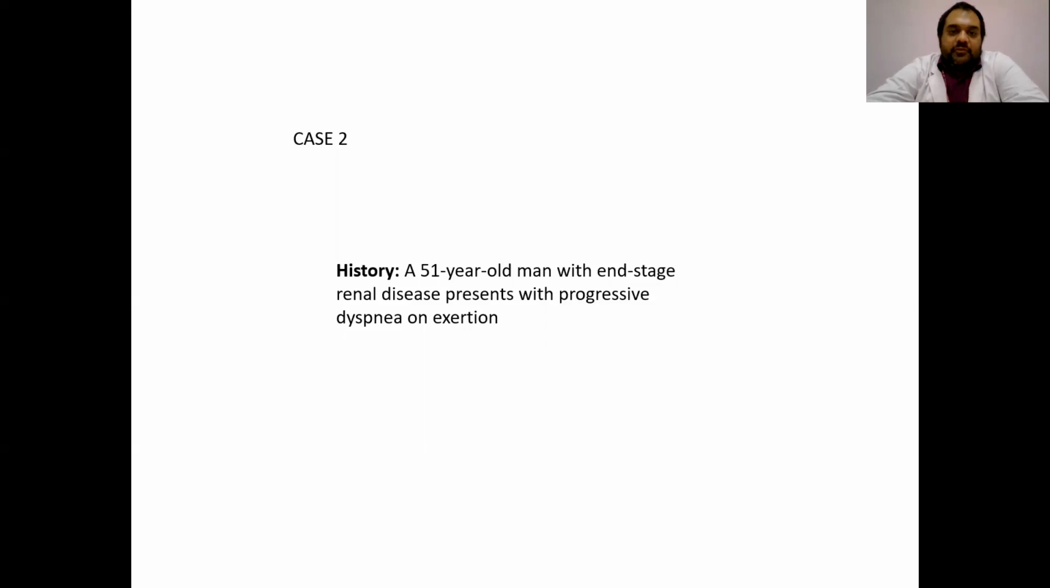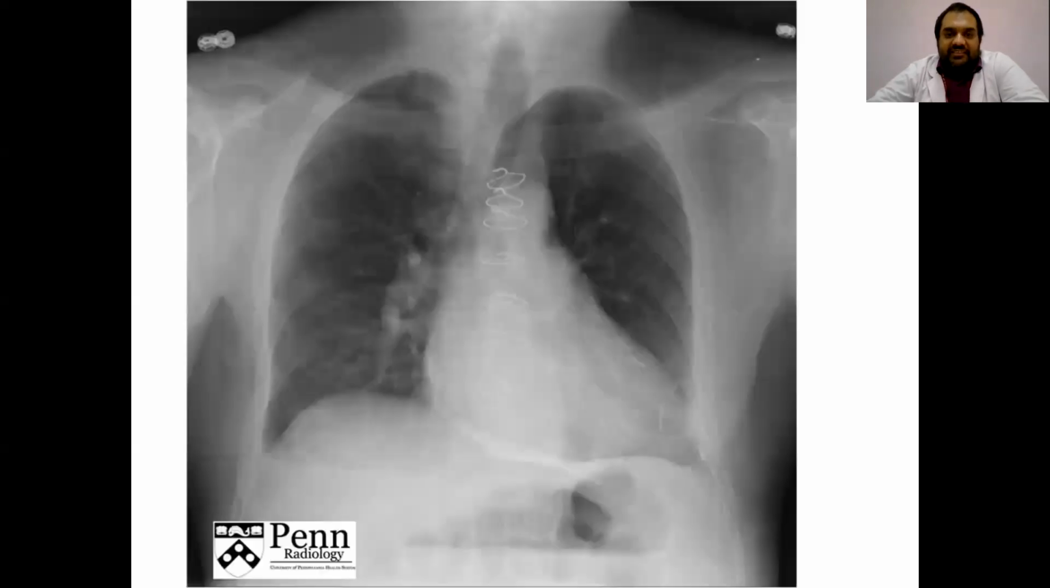And this is case 2. History: a 51-year-old man with end-stage renal disease presents with progressive dyspnea on exertion. And this is a frontal chest radiograph showing the sternotomy wires, showing the cardiomegaly, and loss of the aortic knuckle.